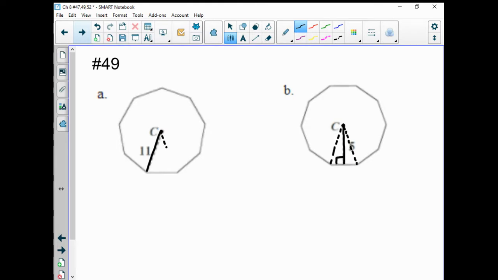Over here on this one, we know that this distance is going to be the same there. But I'd like you to see if you can find out what the area is for both of those two regular polygons. So go ahead and pause the video and then come back and see how you did.